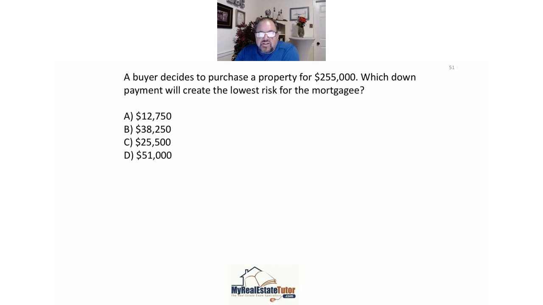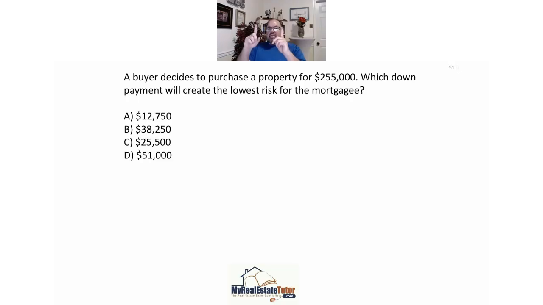All right. Next question. A buyer decides to purchase a property for $255,000. Which down payment will create the lowest risk for the mortgagee? What do y'all think? Now you have to define something here. This isn't a calculation, okay? This is a theory question with an answer that's a number. You've got to understand, when we're talking about lowest risk for a mortgagee, who is the mortgagee? The mortgagee is the lender. Mortgagor is the borrower.